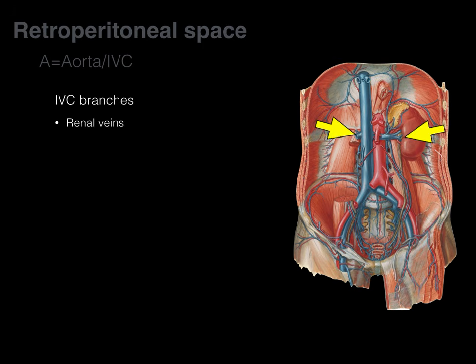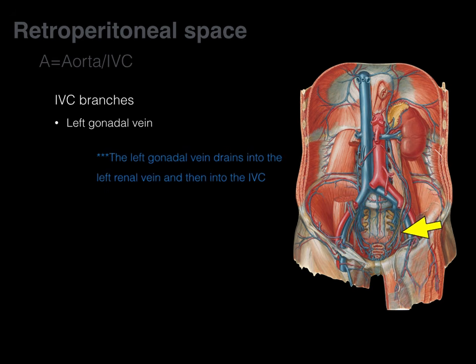Then we have our renal veins. They're going to drain blood from the kidney. And we see right there that the left renal vein courses underneath the superior mesenteric artery. Then we have our right gonadal vein that drains the right gonad, testes in the case of a male, ovary in the case of a female. Now take a look at this left gonadal vein. It is unique in the sense that if we follow this gonadal vein down, the left gonadal vein drains into the left renal vein and then into the inferior vena cava. So the left gonadal vein does not drain directly into the IVC.